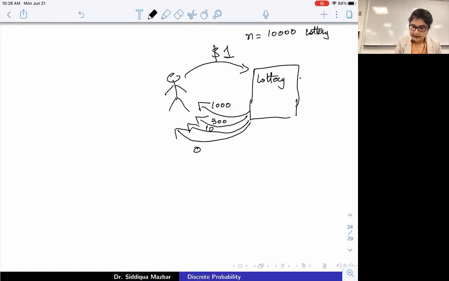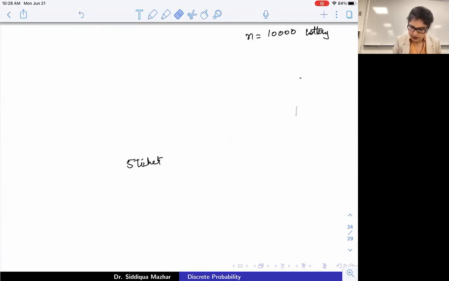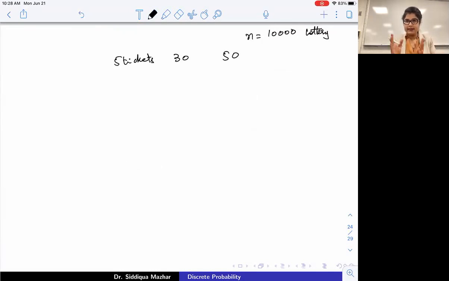So how many incidents are we having? Chance is that 5 tickets. Let me remove this so that I have more space to write. So 5 tickets have a prize, 30 tickets have some prize, 50 tickets have some prize. So 5 plus 30 plus 50, how much is it? 85. So 85 tickets have some prize.